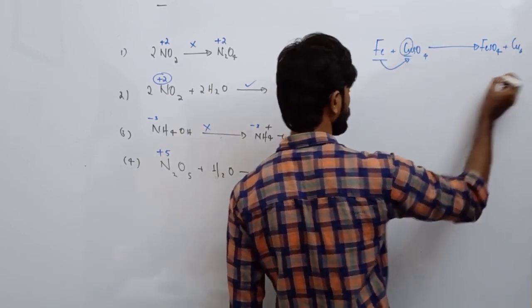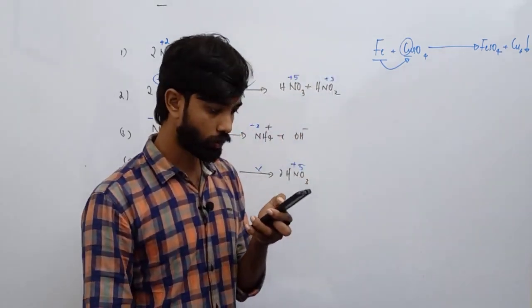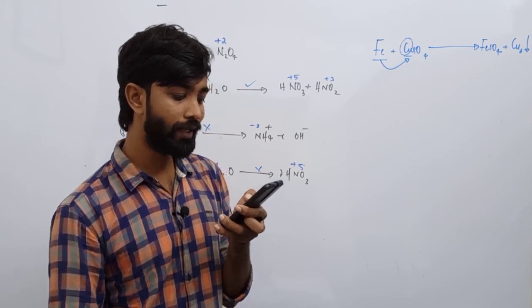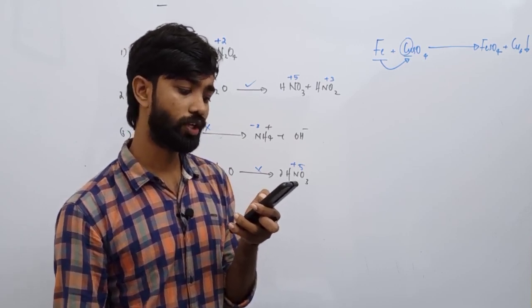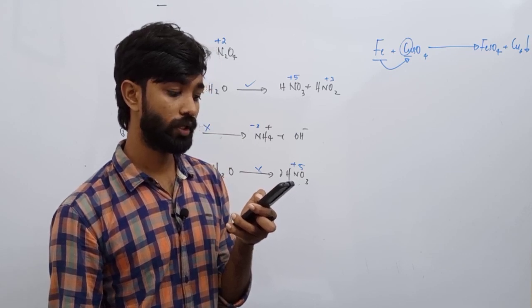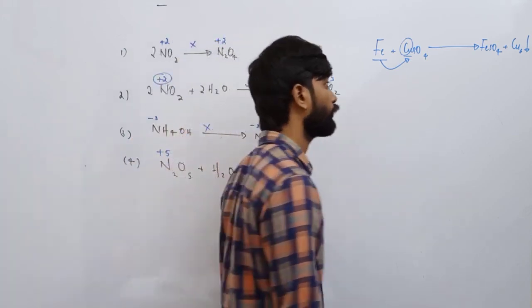Copper will be free, so copper exists as a precipitate. The question is: when iron is added to copper sulfate solution, copper is precipitated. It is due to: choice A, oxidation of Cu2+; choice B, reduction of Cu2+; choice C, hydrolysis of copper sulfate; choice D, ionization of copper sulfate.